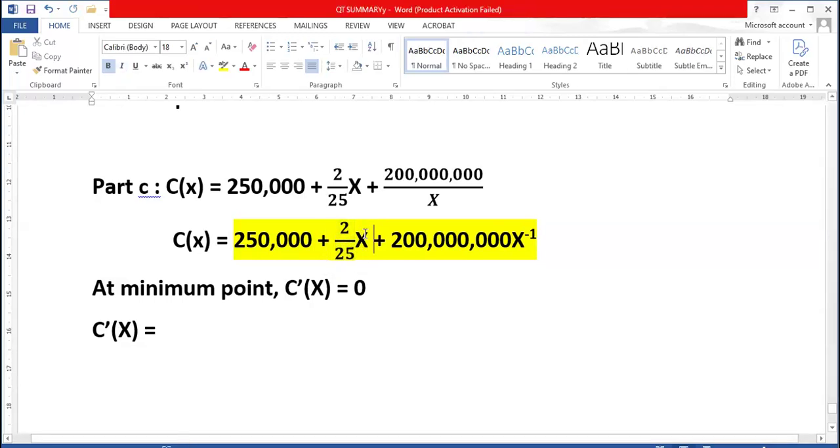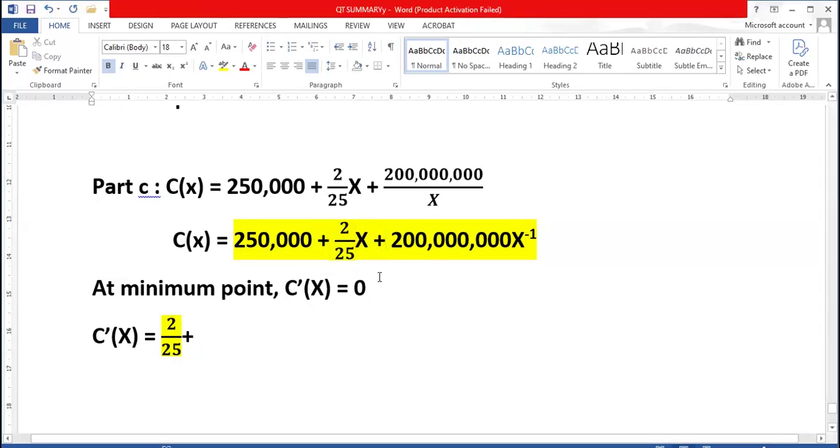When you differentiate this, what do you get? The power is 1, so 1 times x to the power 0 times 2 over 25. It will be 2 over 25 only. Do you agree? Yes. It will be 2 over 25 because here you will be left with x power 0. Any number power 0 is always 1. So 2 over 25 times 1, you get 2 over 25.